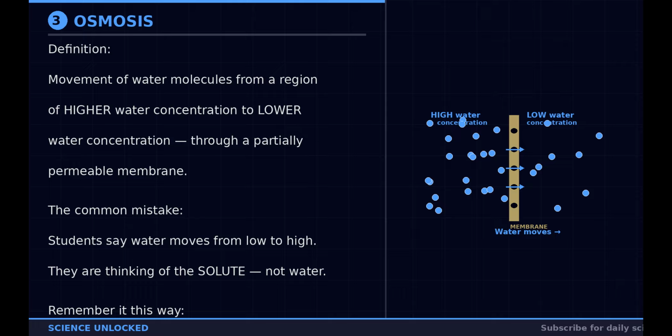Here is how to remember it. Imagine you are in a crowd. You are a water molecule. You move away from the crowd, from high concentration of water, to where there is more space, lower concentration of water. The crowd is the solute pulling you in. But you, as water, always move from where there is more of you to where there is less of you.